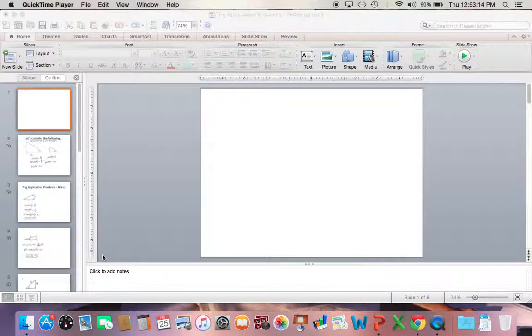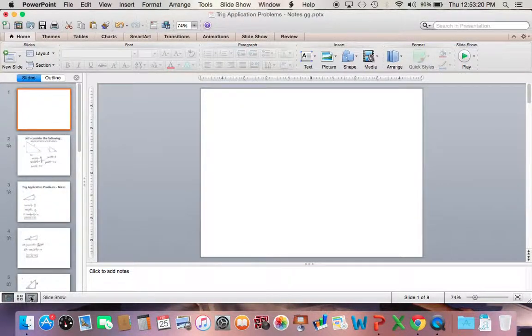Remember how yesterday we defined our trigonometric ratios? We discovered them on GSP. We used SOHCAHTOA to help us. Remember, sine is opposite over hypotenuse, cosine is adjacent over hypotenuse, and tangent is opposite over adjacent.